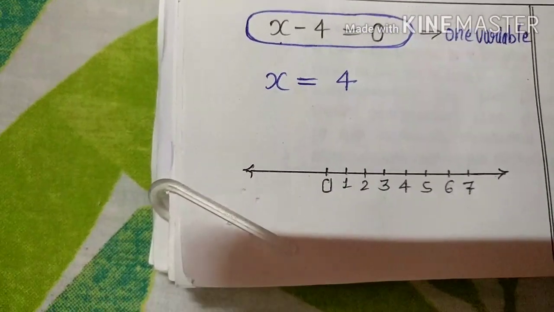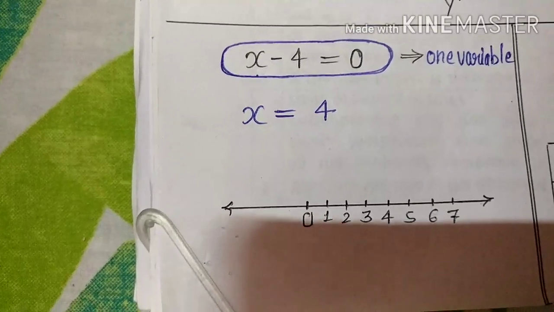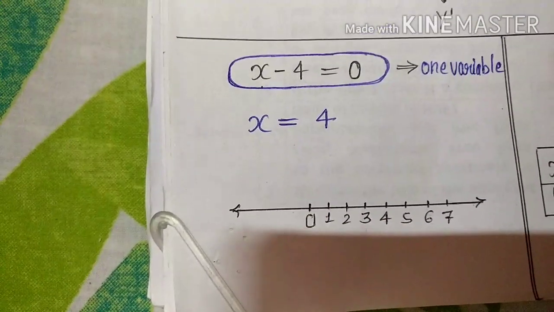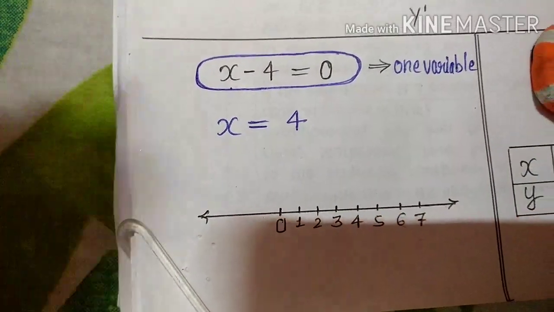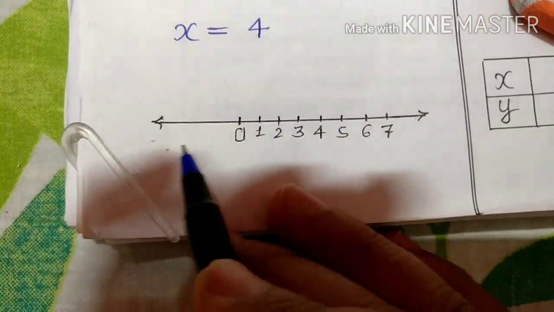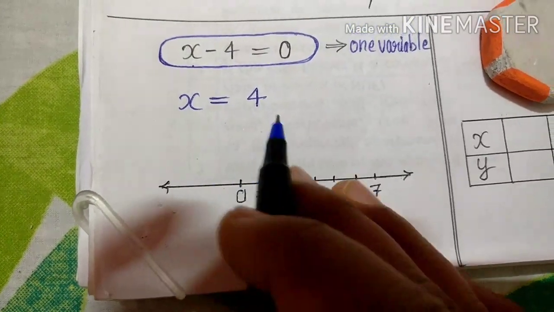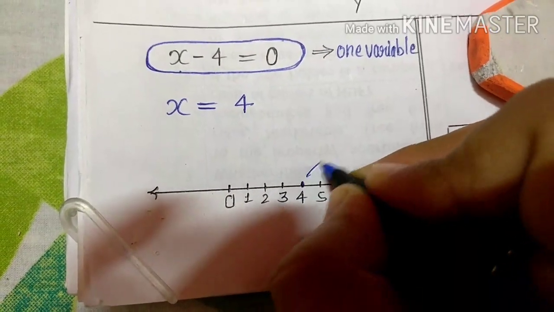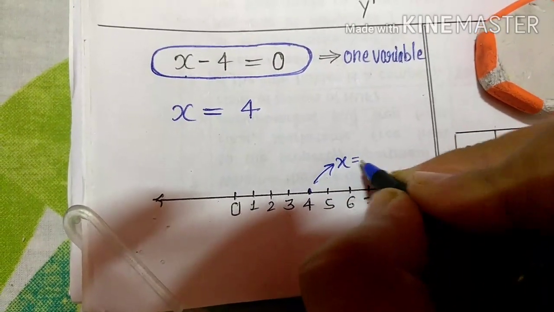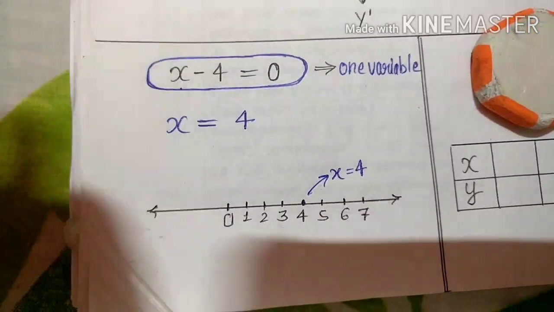Now if the question is to show this on a number line, can we show it or not? Of course we can, because we have learned this in 7th class and 8th class also. So x equals 4. What is the value of x? 4. So we will take a number line like this, 0, 1, 2, 3, 4, 5, 6, 7, and you can take minus 1 also, no problem. Then x equals 4: 1, 2, 3, 4, this point is showing x equals 4. So we have shown it on the number line. It is very easy for us to show this on the number line.